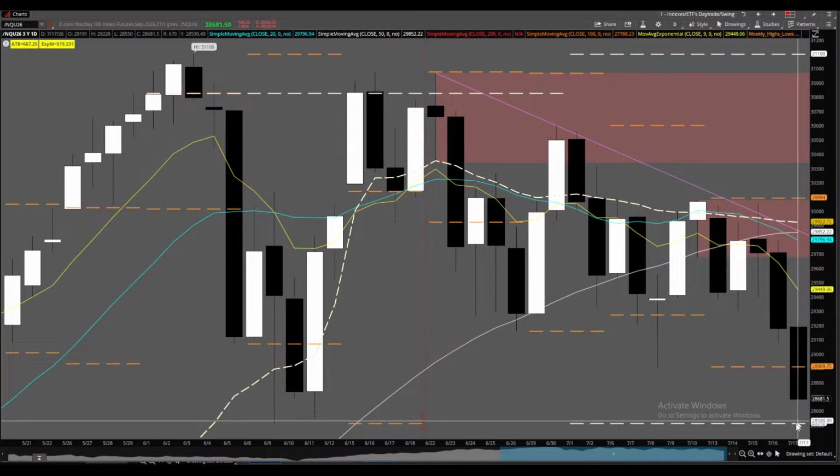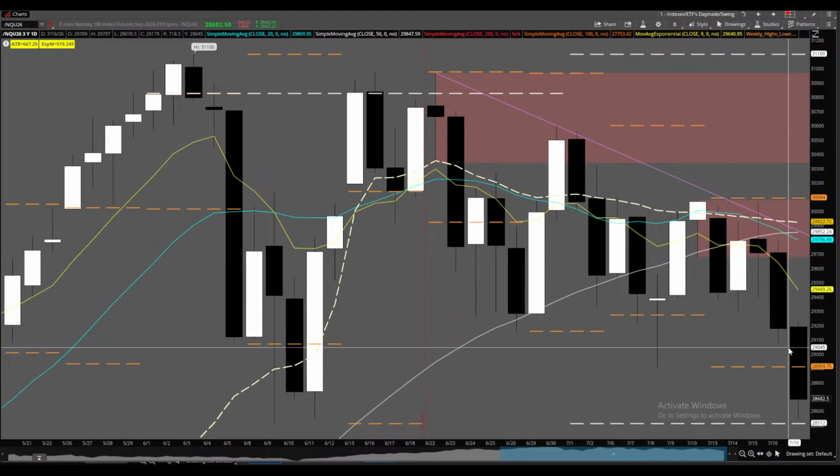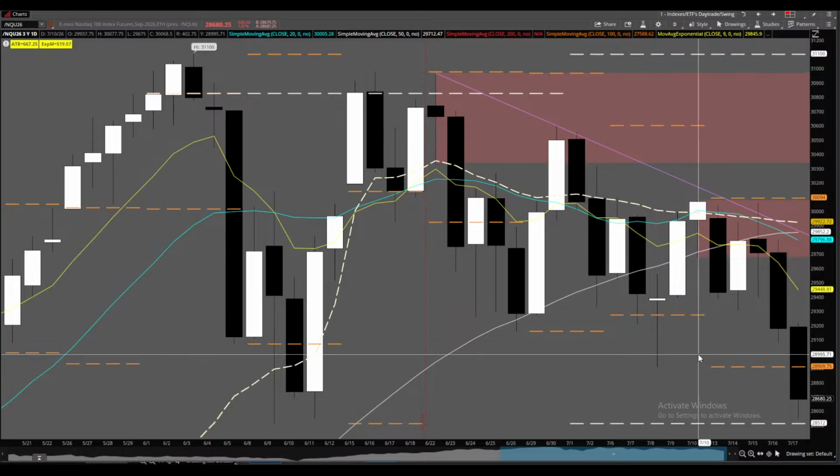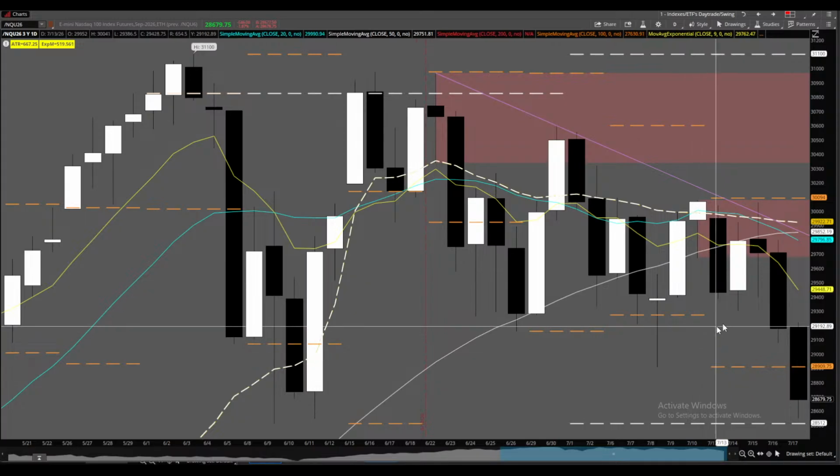So sometimes the levels aren't perfect. This might be where shorts took profit now and we can push up today. And again, I don't know. Big gaps are hard to trade. Real quick.